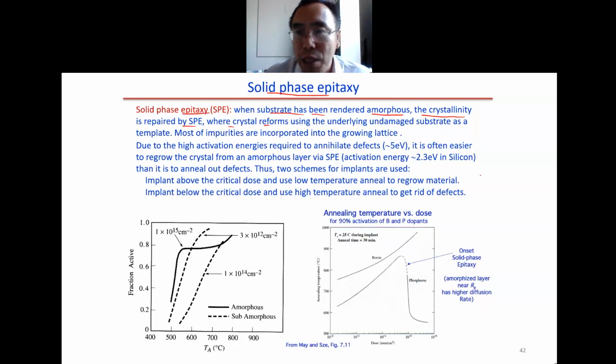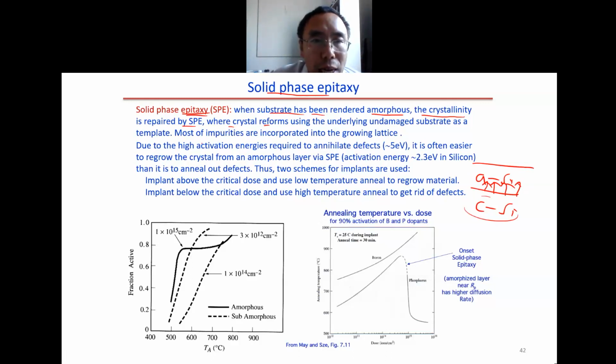So here we have the amorphous silicon, and here we have the crystalline silicon. This crystalline silicon will guide the growth of the single crystal silicon along the interface. This is the epitaxial process. So the silicon grows on the crystalline silicon substrate.